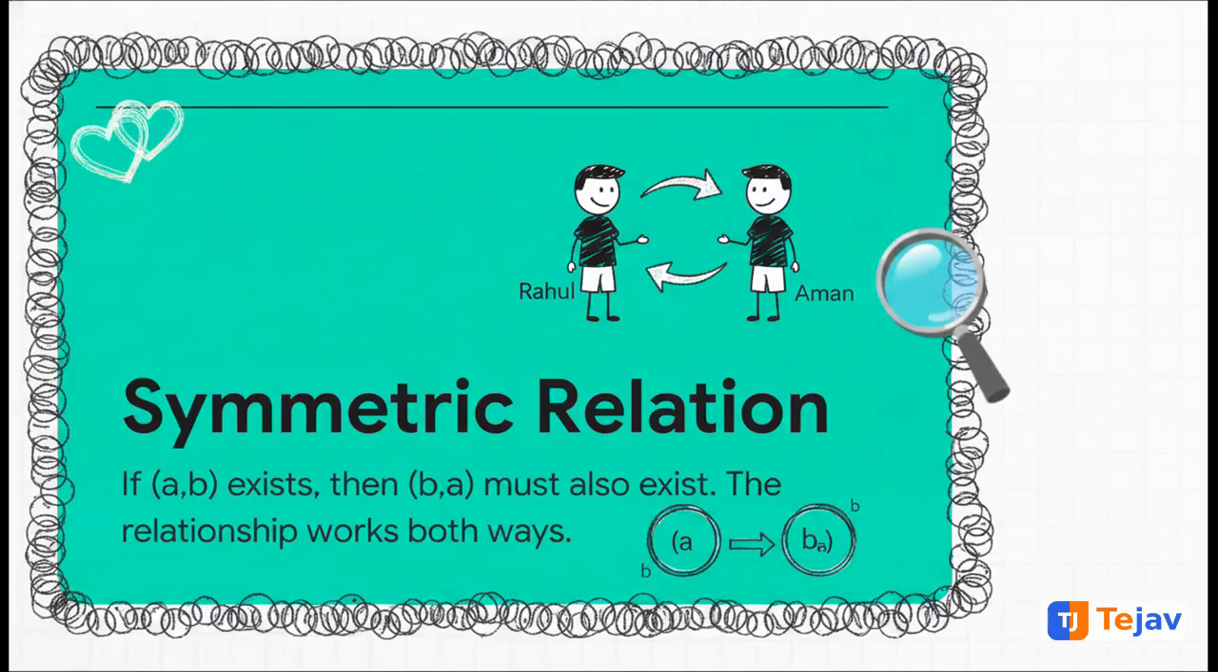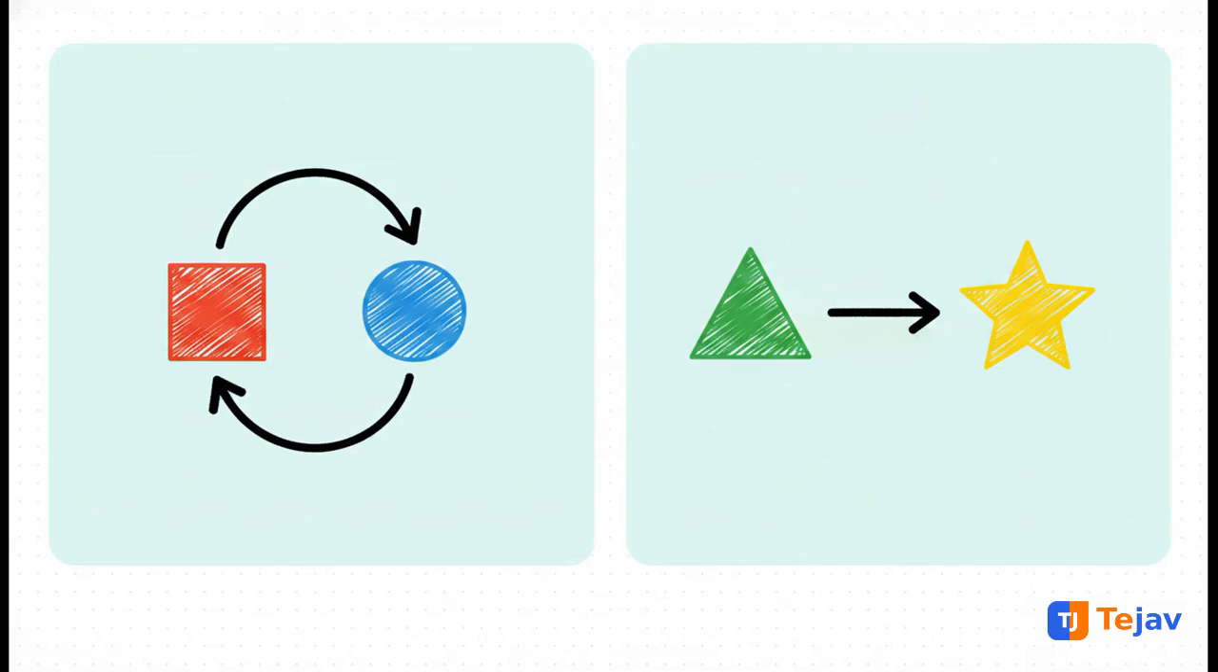Next, we have the symmetric relation. Let's frame this using friendship, okay? If Rahul is friends with Aman, then Aman is obviously friends with Rahul. The relationship works both ways. Mathematically, if the ordered pair (a, b) is in the relation, then (b, a) absolutely has to be there too. And you can really see the contrast here. Symmetric relationships are like those mutual friendships. You have (1, 2), say, you gotta have (2, 1). But then look at anti-symmetric relationships.